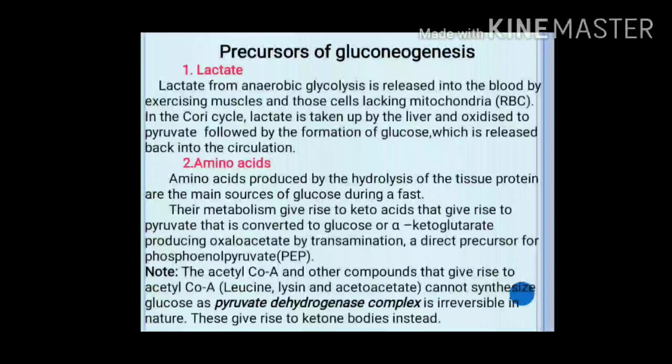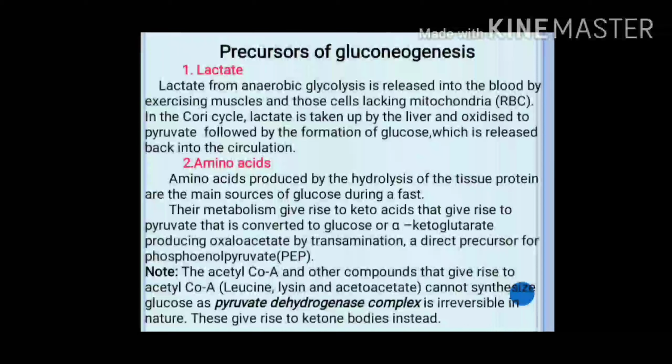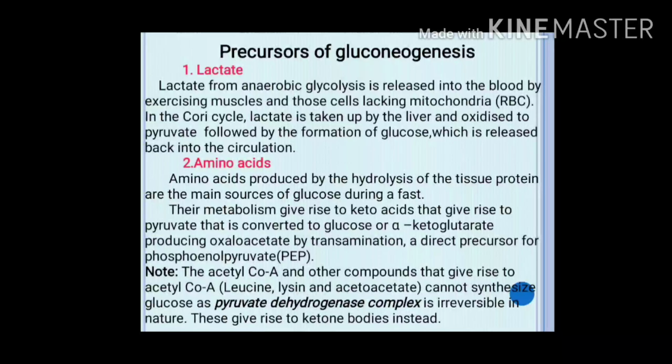The amino acids which are produced by the hydrolysis of tissue proteins are the main source of glucose during fasting. Their metabolism gives rise to keto acids which in turn give rise to pyruvate. This pyruvate is either converted to glucose by gluconeogenesis, or to alpha ketoglutarate, which produces oxaloacetate by a transamination reaction. This oxaloacetate that is produced is the direct precursor for phosphoenolpyruvate.